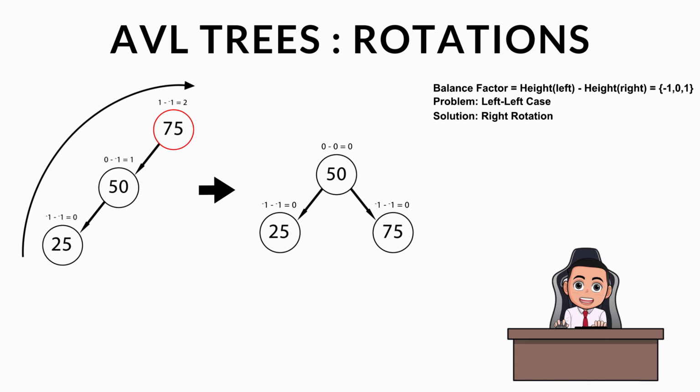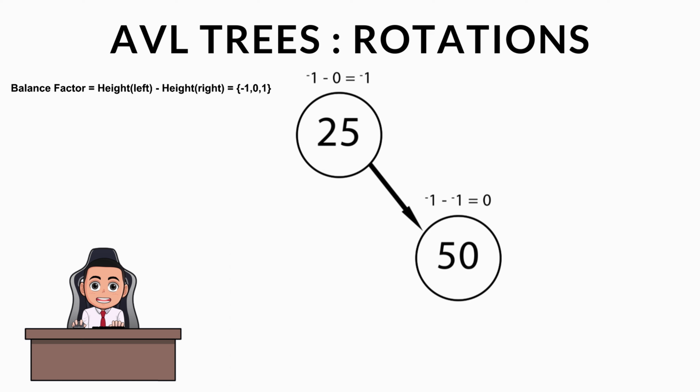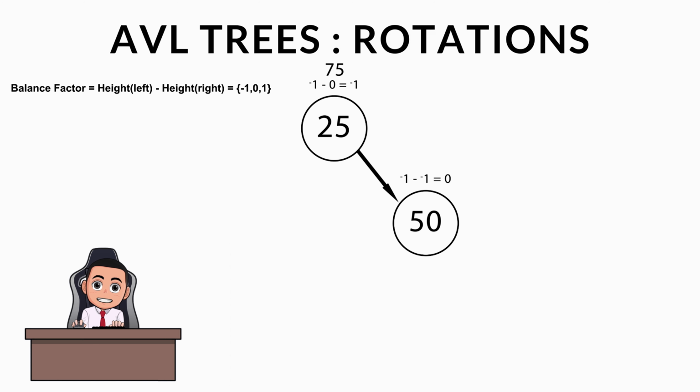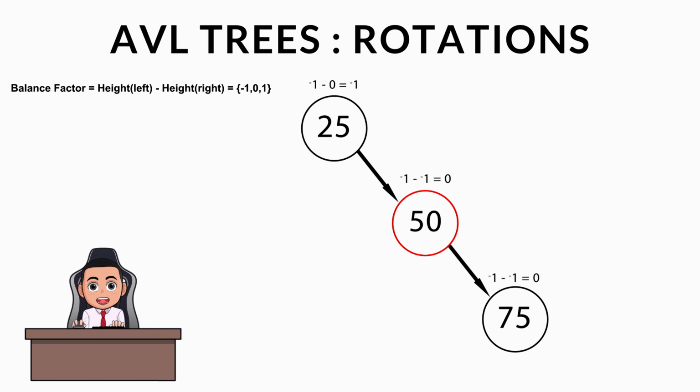Moving on to the next case, let's say we start off with the following tree, and I want to insert 75 within this tree. So is 75 bigger than 25? Yes, it is. So we go right. Is 75 bigger than 50? Yes, it is. So we insert as the right child of 50. Calculating the balance factors, the newly inserted node has a balance factor of 0. This node has a balance factor of -1, and our root node has a balance factor of -2.